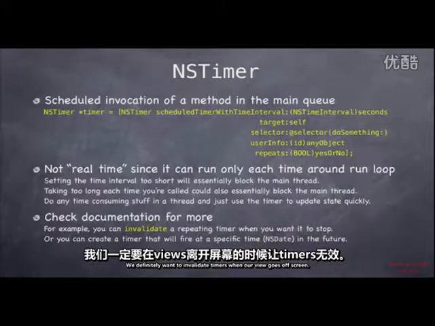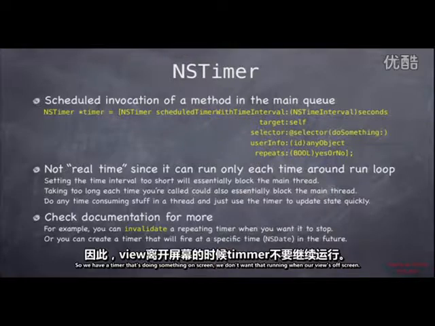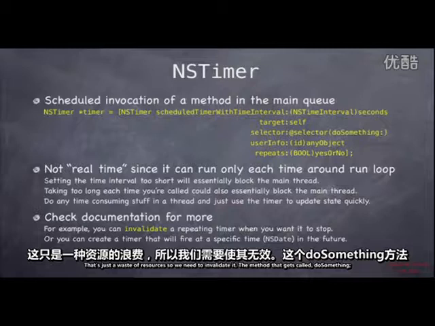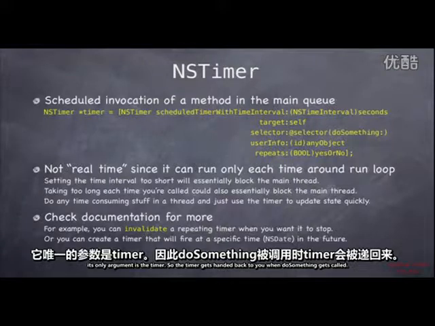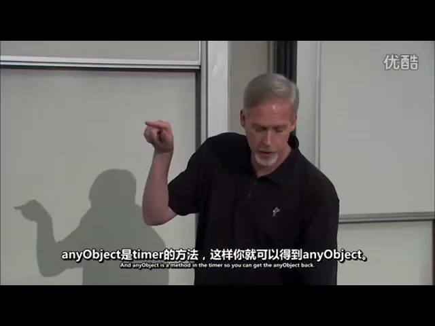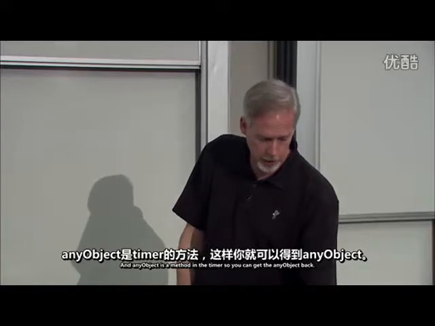We definitely want to invalidate timers when our view goes off screen. So if we have a timer that's doing something on screen, we don't want that running when our view's off screen. That's just a waste of resources, so we'd invalidate it. The method that gets called, do something, its only argument is the timer. So the timer gets handed back to you when do something gets called. And userInfo is a method in the timer, so you can get the userInfo back.